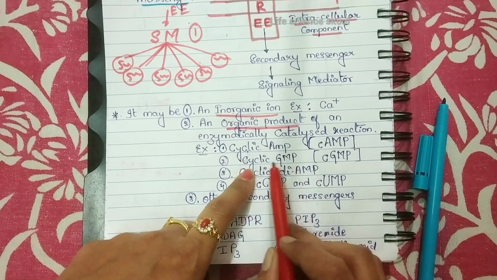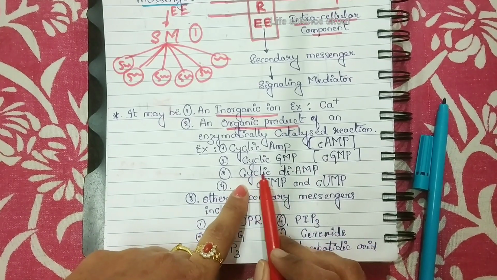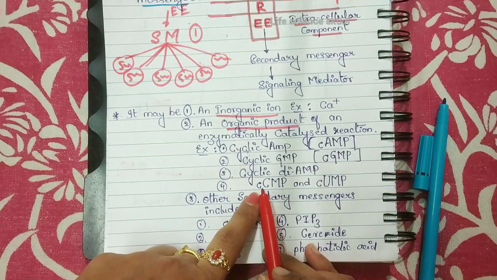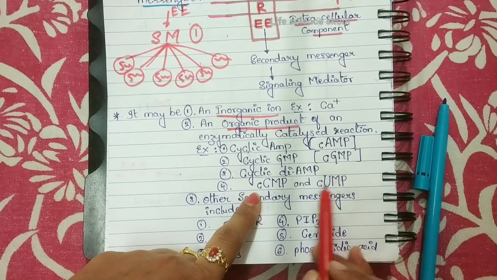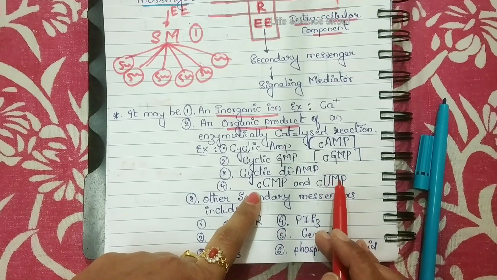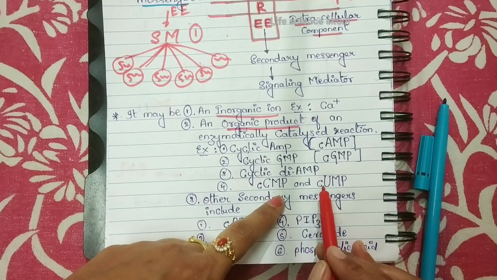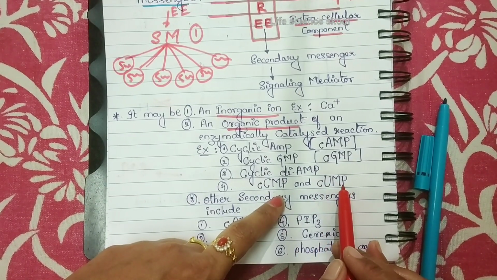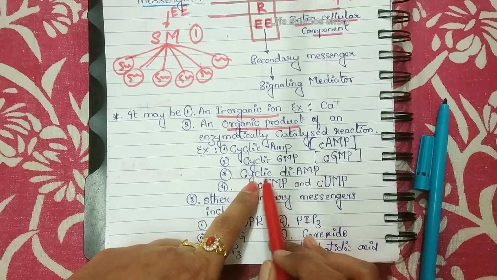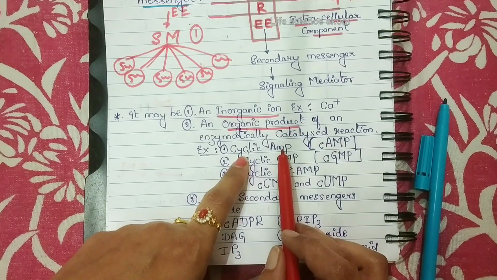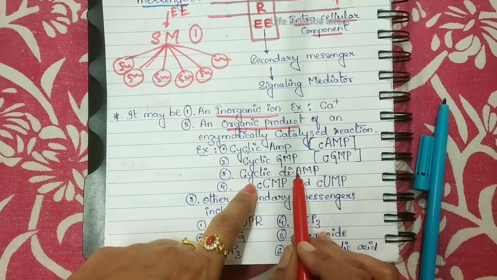Next one, cyclic GMP, cyclic guanosine monophosphate, that is also an example. Next one, cyclic di-AMP. And the next ones are cCMP and cUMP. These are the other two examples of the secondary messenger. Here cCMP means cyclic cytidine monophosphate, and cUMP means cyclic uridine monophosphate. Cyclic di-AMP means cyclic diadenosine monophosphate, and it is made by diadenylate cyclase.